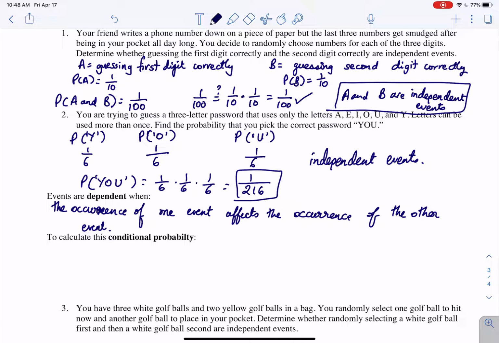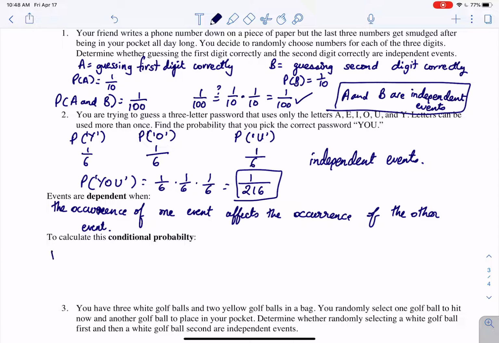So this is something like if my first event is wearing a rain jacket and the second event is it's raining outside. Well, if it's raining outside, then I'm probably going to wear a rain jacket. The fact that it's raining, that event happening, is going to affect me wearing a rain jacket or not. So that could be a dependent event scenario when these probabilities affect each other. When we find that, that's called a conditional probability.